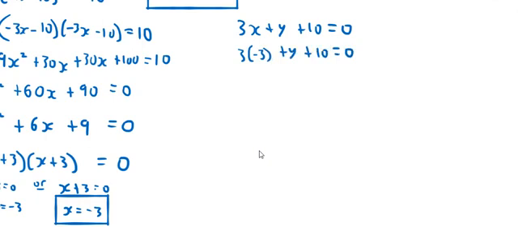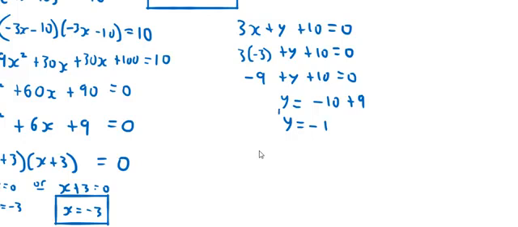So 3 multiplied by minus 3 is minus 9, plus y plus 10 equals 0. I'm going to add 9 and I'm going to subtract 10 to move them over to the other side. So y equals minus 10 plus 9. So y equals minus 1. So I've worked out that y equals minus 1. So my point then is minus 3, minus 1.